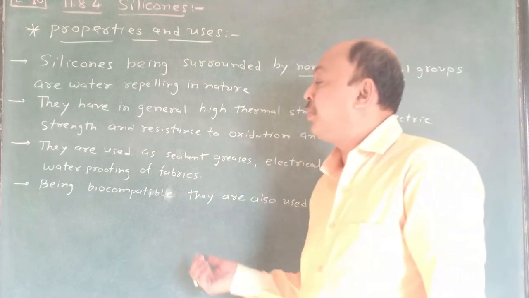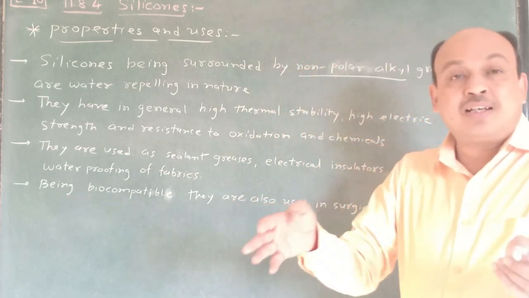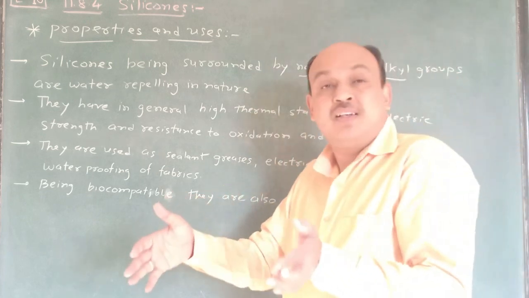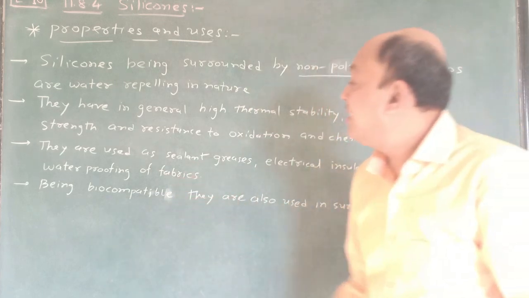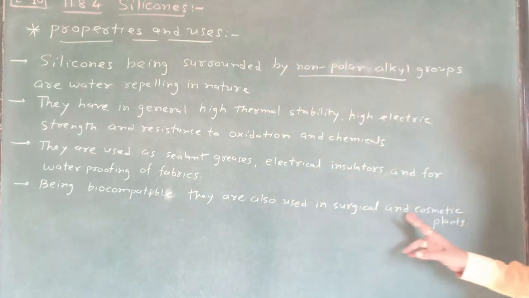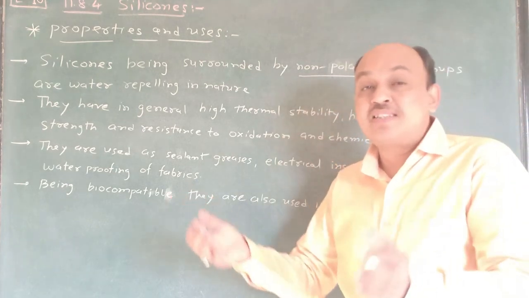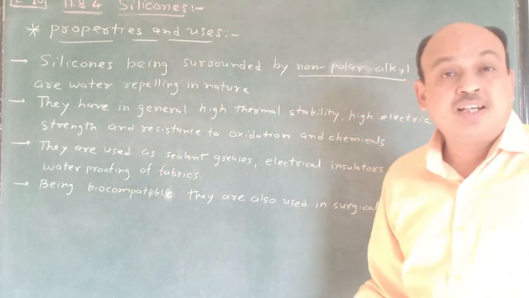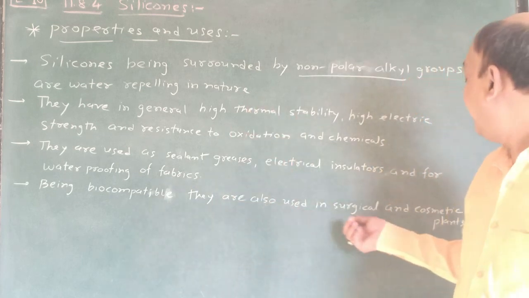and you understand that one also. Being biocompatible, it is compatible with our skin also. That means it is compatible with our biological systems, that means our body organs also. That's why, being biocompatible, they are also used in surgical and cosmetic implants. You know this one, plastic surgery. So plastic surgery is done with the help of silicones. It is very important in cosmetic and surgical use.